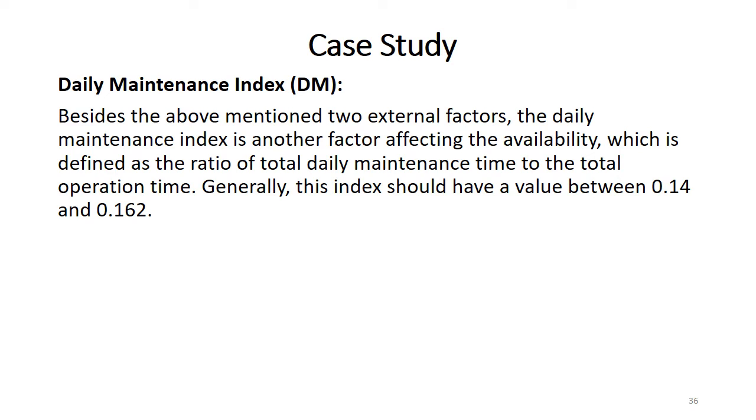Besides the above mentioned two external factors, another external factor is daily maintenance index, which is defined as the ratio of total daily maintenance time to the total operation time. Generally, this index should have a value between 0.14 and 0.162.